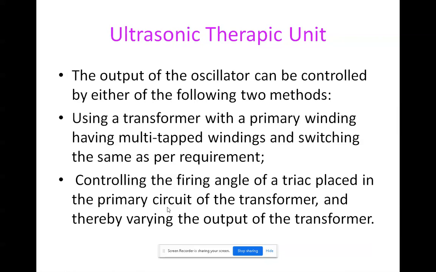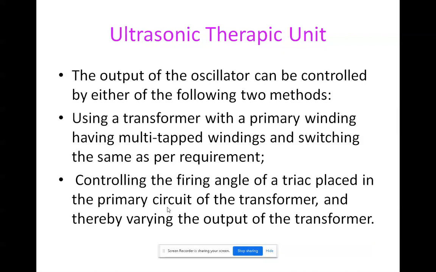So yeah, a transformer commonly will have a two winding setup, that is primary winding and secondary winding. In that, the primary winding will be having multi-taps. Multi-tapped means you will be taking a point to the ground or to somewhere else you will be connecting. That is said to be multi-tapped winding. Okay, and switching the same as per requirements, so based on our requirement or needs.